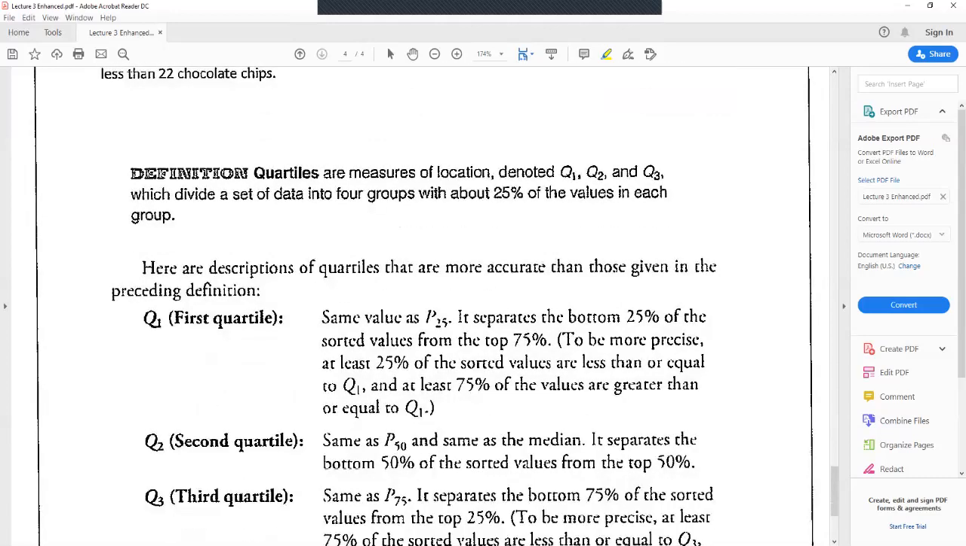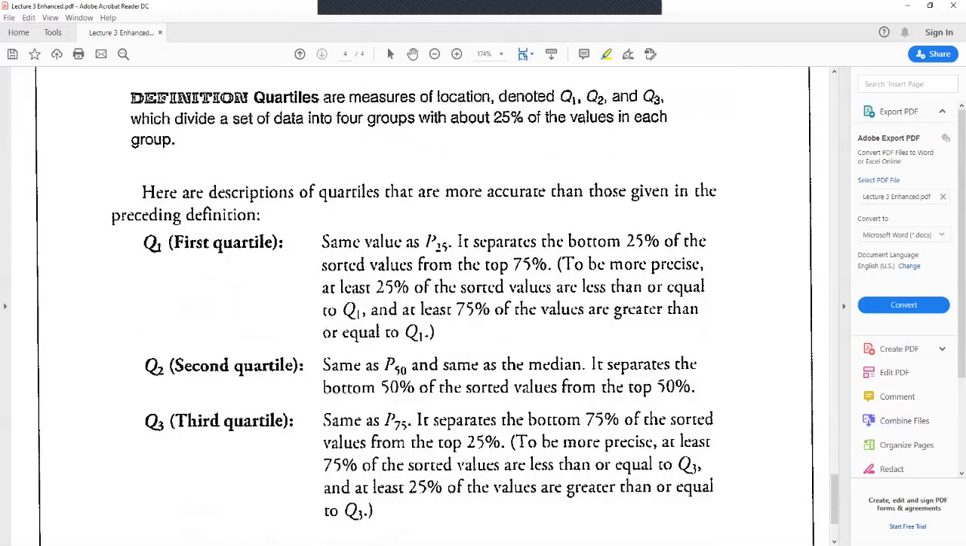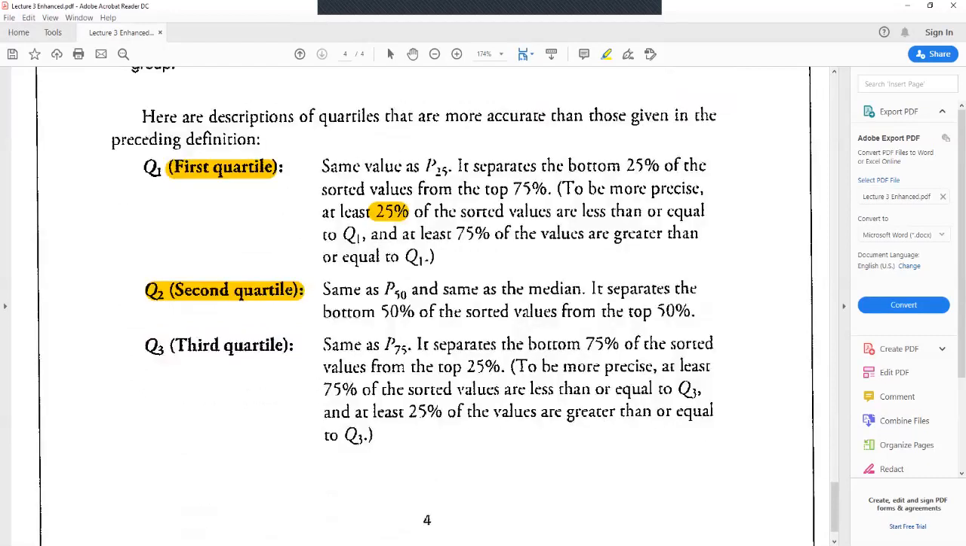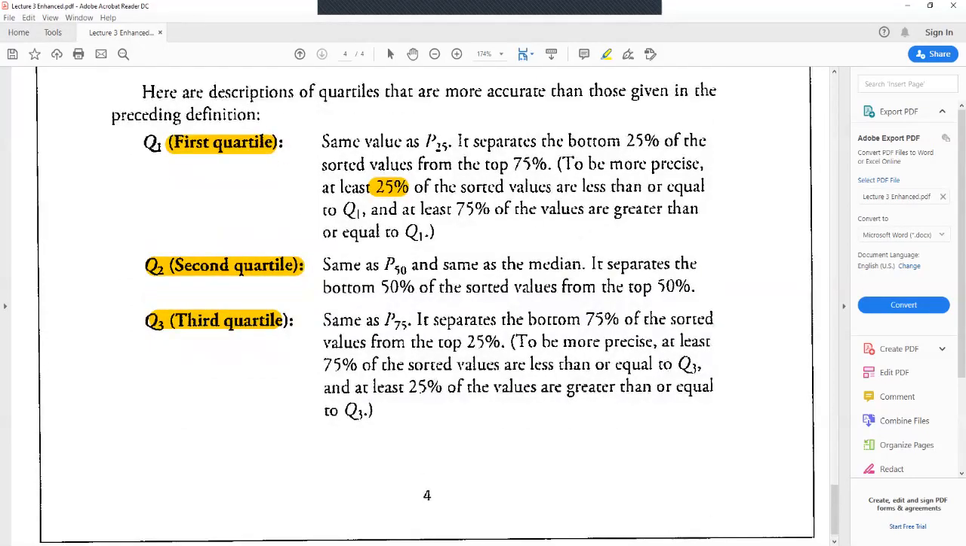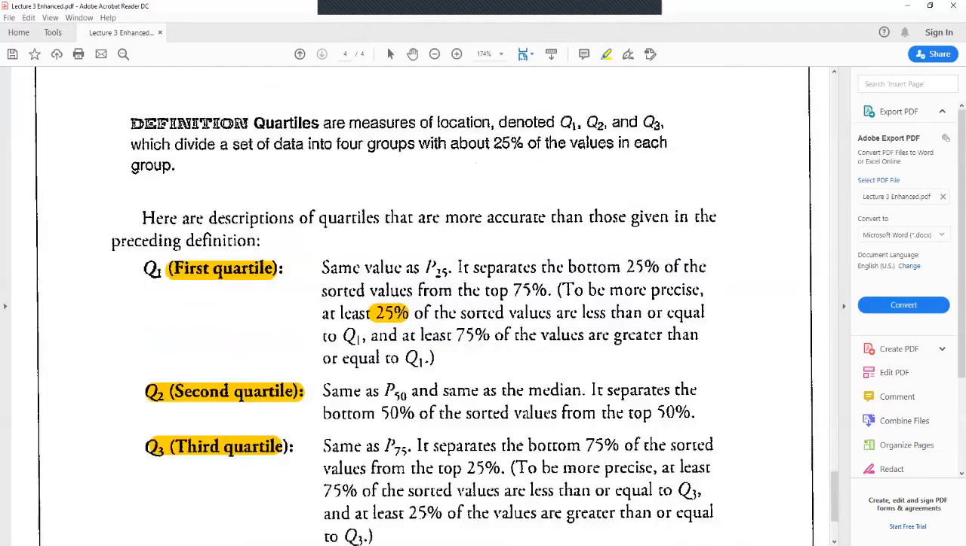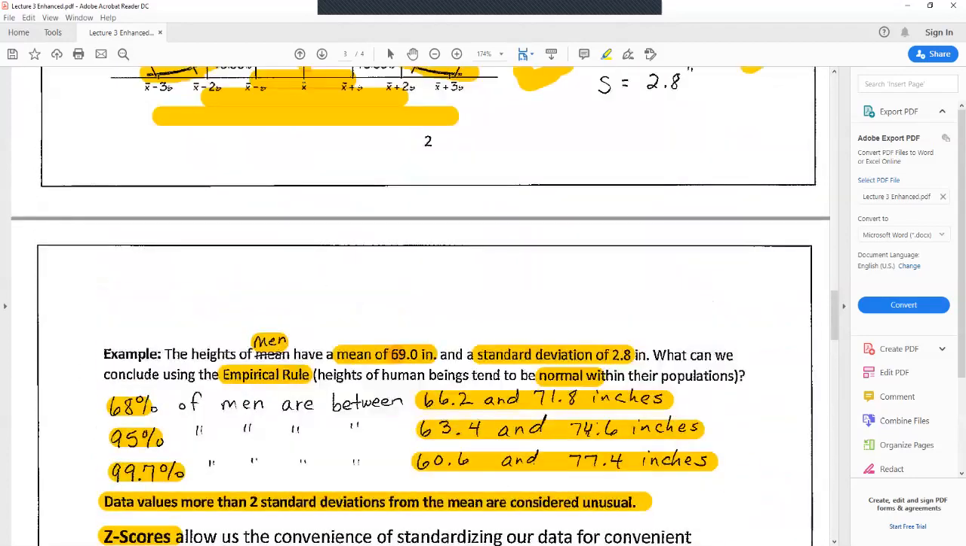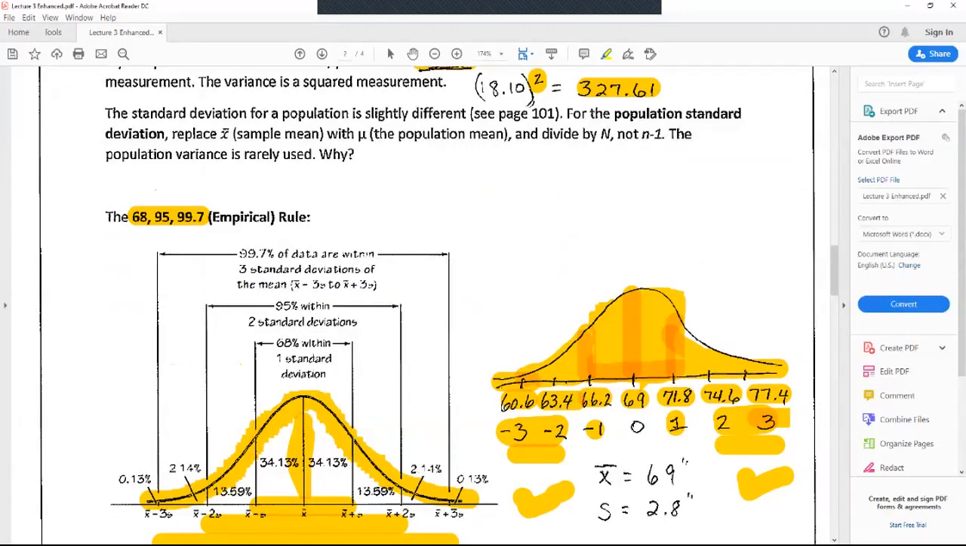We don't really do a lot with quartiles. A quartile means basically the first quartile is the first 25% of the data values. The second quartile is going to separate the bottom 50% from the top 50%. The third quartile is going to separate the bottom 75% from the top 25%. So in a nutshell, that takes care of the measures of center and percentiles.